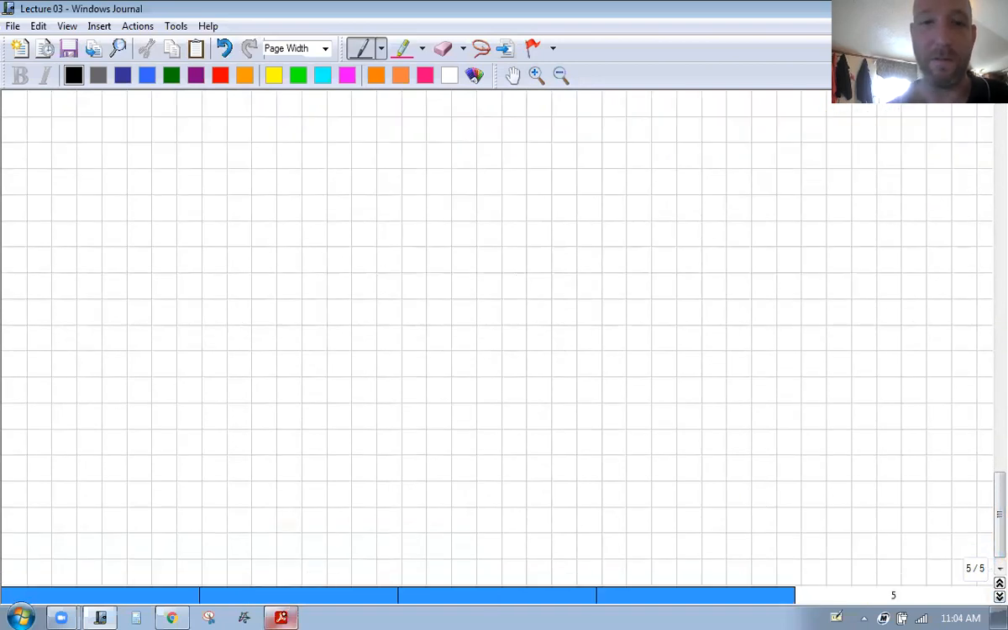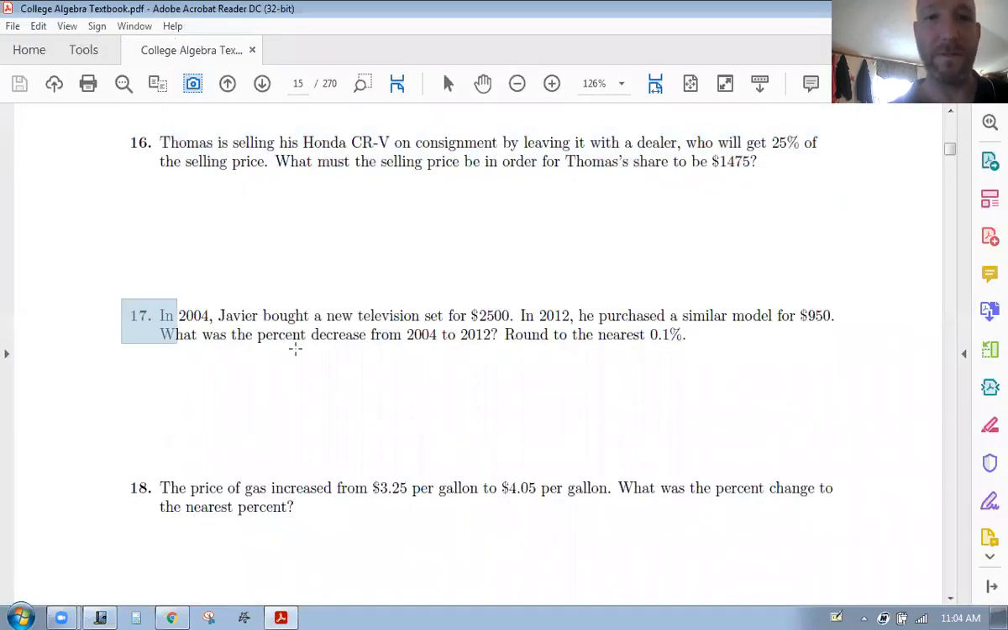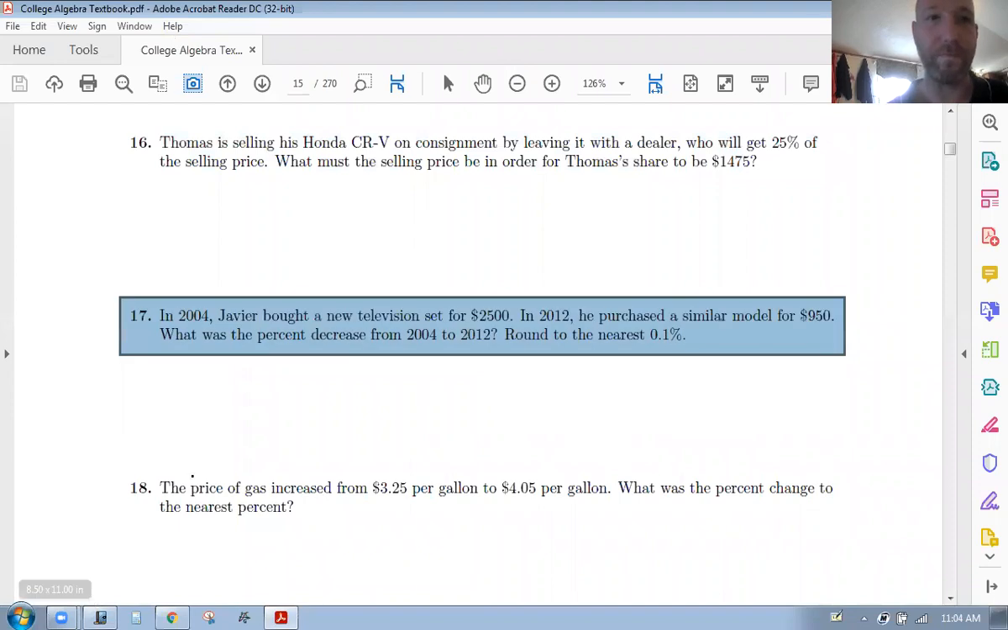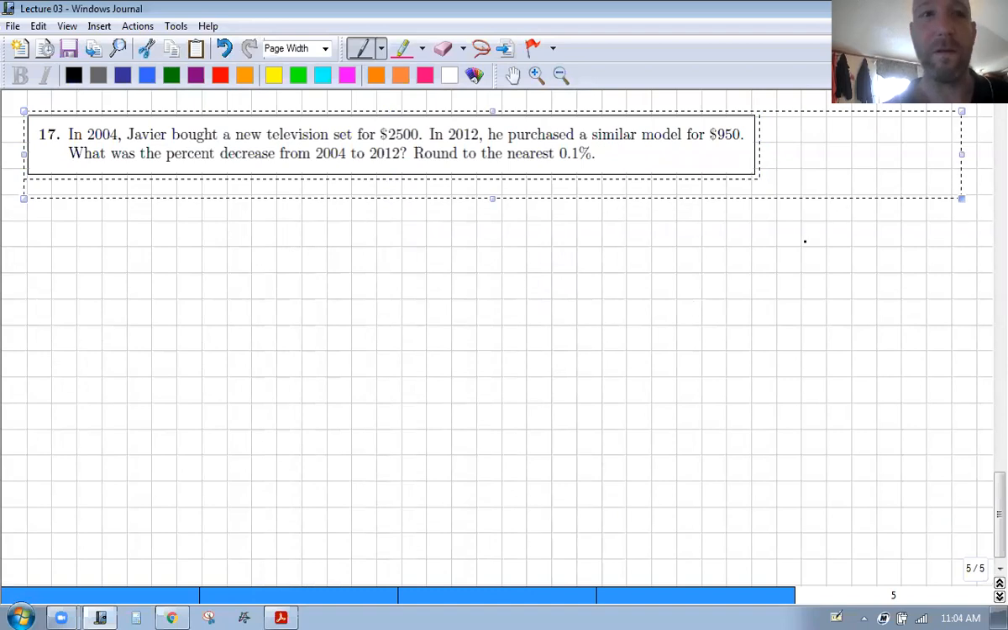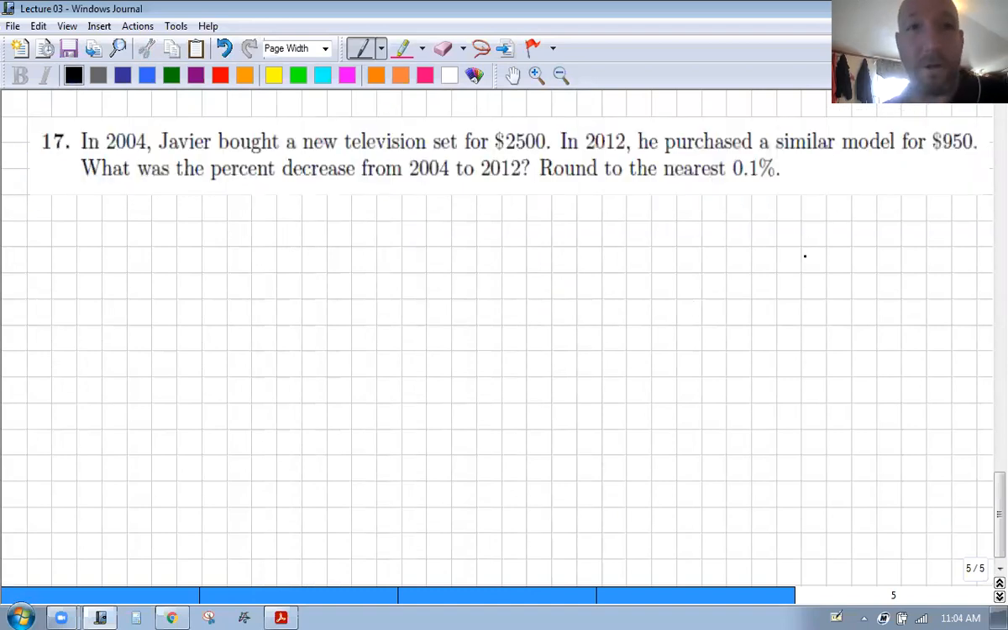Let's see. Number 17. In 2004, Javier bought a new television set for $2,500. Okay. In 2012, he purchased a similar model for $950. What was the percent decrease from 2004 to 2012? Round to the nearest 1/10 of a percent.